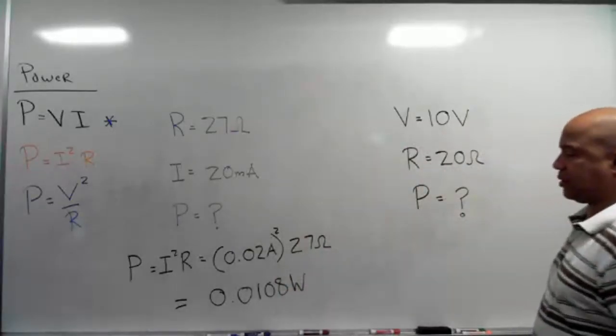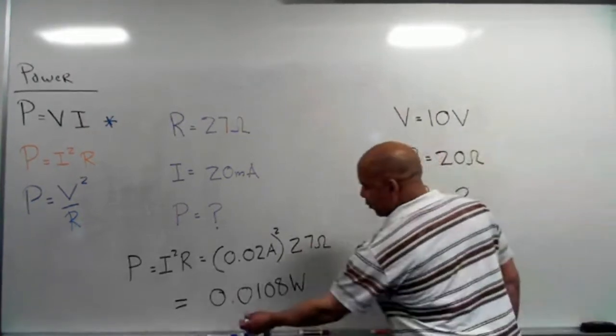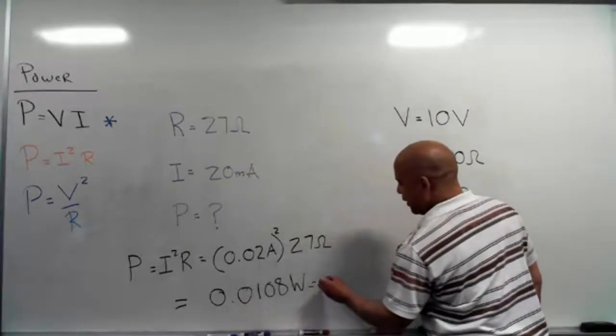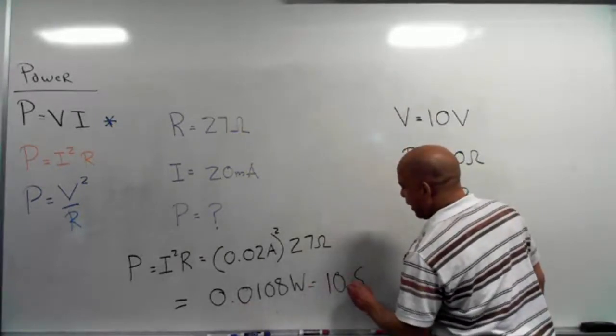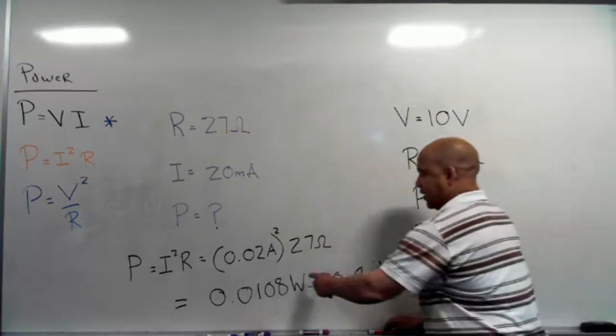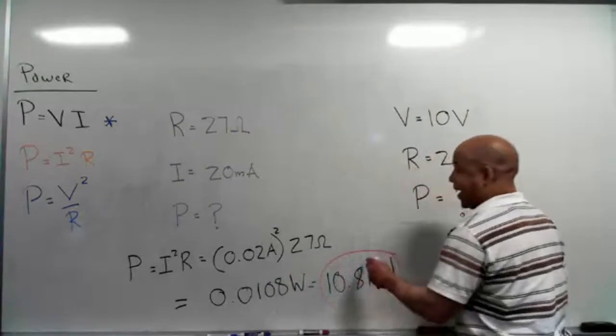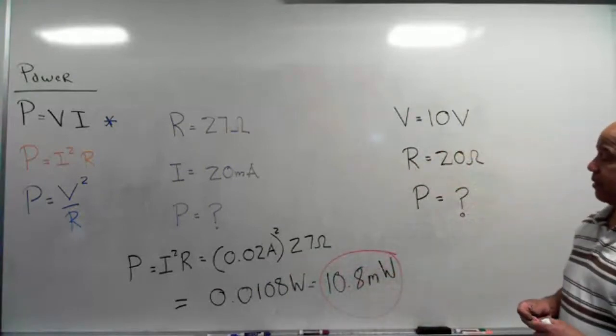Okay? So 0.0108 watts. And you probably want to write that as milliwatts. So if I move this over 3 places, it will be 10.8 milliwatts. Now you can leave it like this. I don't care if you leave it like that, but you should be able to convert it to this if I ask you to. Okay?